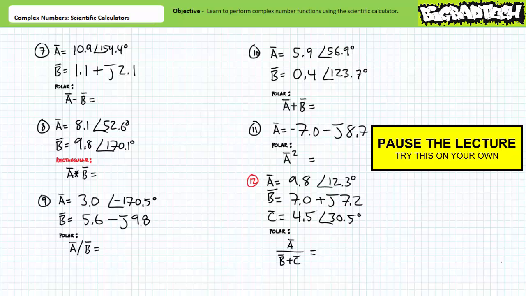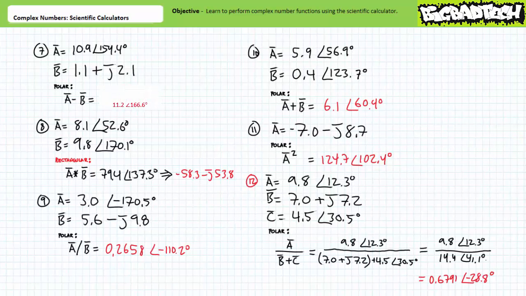By all means, pause the lecture and try these on your own. Note problem 8 is asking you to express the final answer using rectangular format. Additionally, note problem 12 isn't just a simple two-argument expression anymore, but rather necessitates your understanding of the order of operations and the scientific calculator to arrive at the correct result. If you're tracking, you should have obtained the following results. Here they are without explanation.